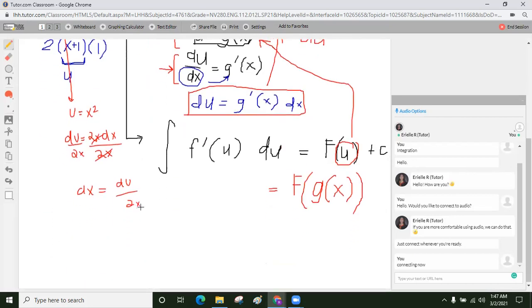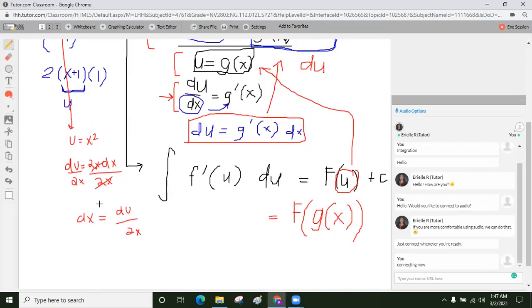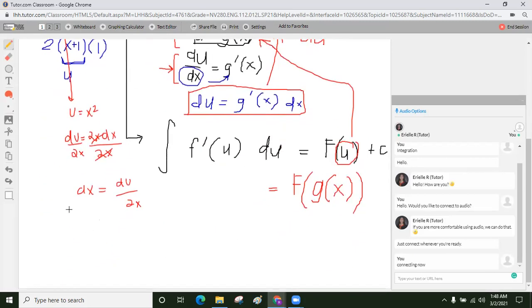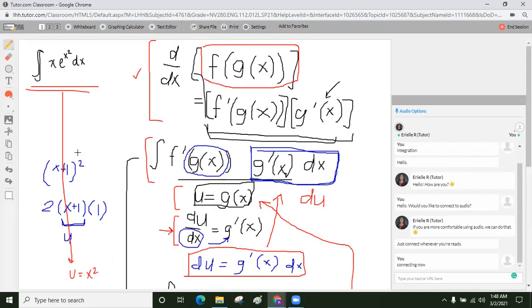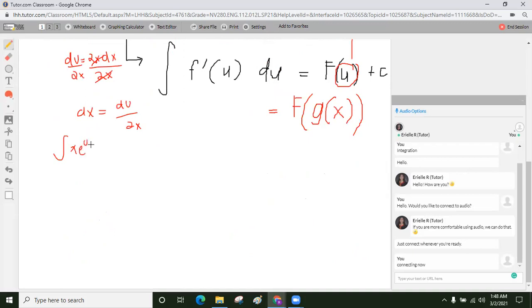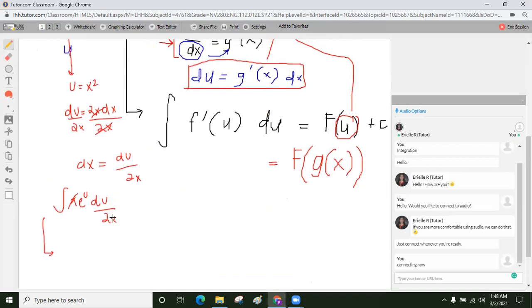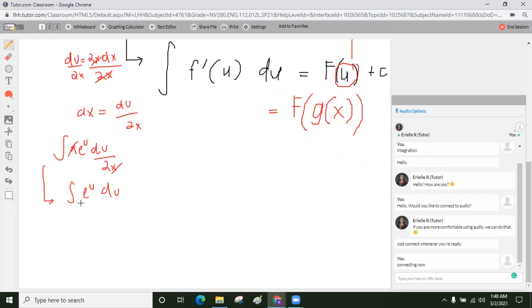Okay. And so I can say that we're actually taking the integral of x e to the u du over 2x, and cancel out the x. So I'm actually taking the integral of e to the u du. Okay. And so what about this 2 right here? Over 2.